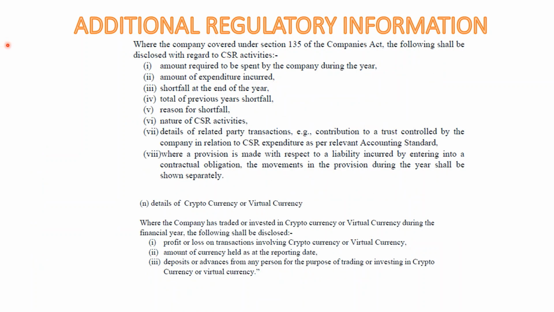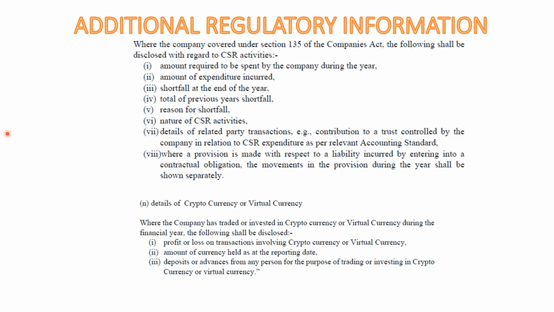For companies covered under CSR, the following needs to be disclosed: amount required to be spent by the company during the year, amount of expenditure incurred, shortfall at the end of the year, total of the previous years' shortfall, reason for shortfall, nature of CSR activities, details of related party transactions, for example, contribution to a trust controlled by the company in relation to CSR expenditure as per the relevant accounting standard. Whether a provision is made with respect to liability incurred by entering into a contractual obligation, the movement in the provision during the year shall be shown separately.